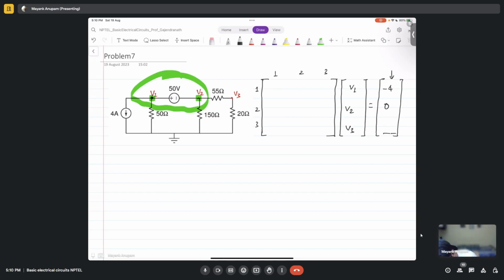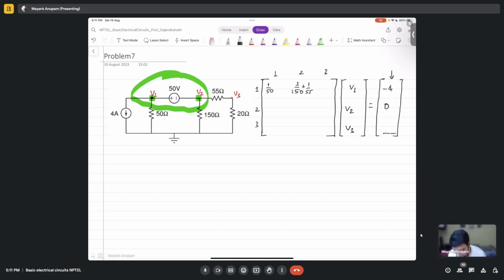1 by 50 plus 1 by 150. This should be in the second one, right? And plus 1 over 5. Yes, correct. And anything else? No, there is no common term between 1 and 3. Yes. So what is this? 0? This term? 0. No, it should not be.